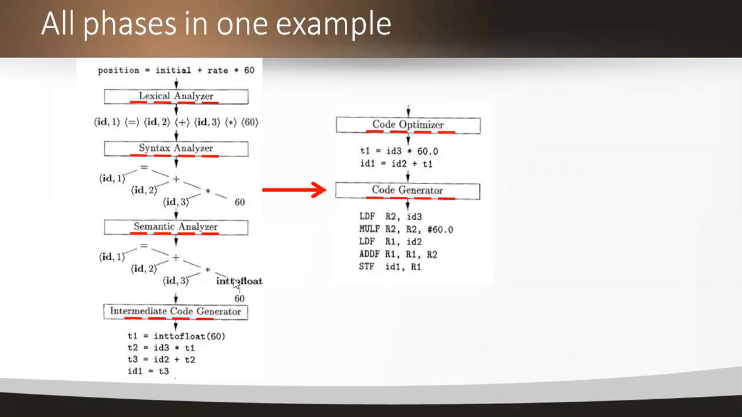It determines the meaning of the source string, which means whatever we defined should be in the correct format. So id1 is equal to id2 plus id3 times 60. Everything here is an identifier, and we separate the identifiers by giving them the sequence numbers 1, 2 and 3. The identifiers are external nodes and the operators are internal nodes. At the place of the real value 60, we are giving the meaning that the data type is int to float.